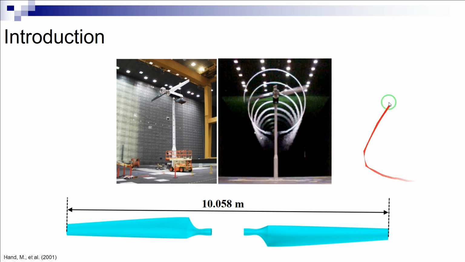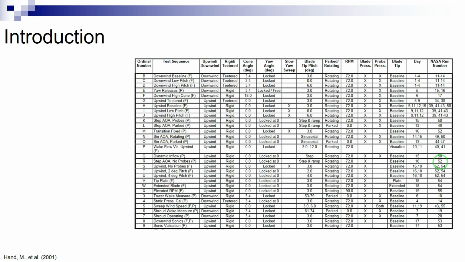As can be seen, the rotor diameter is 10.058 meters. The reason to choose this particular wind turbine is the availability of a large amount of experimental data, including local and global variables at different operating conditions. The test matrix encompasses a large number of tests, which are categorized into several test sequences as is observed here. Among these test sequences, here the simulation setup will be performed for sequence S, in which an upwind configuration of the wind turbine is employed.